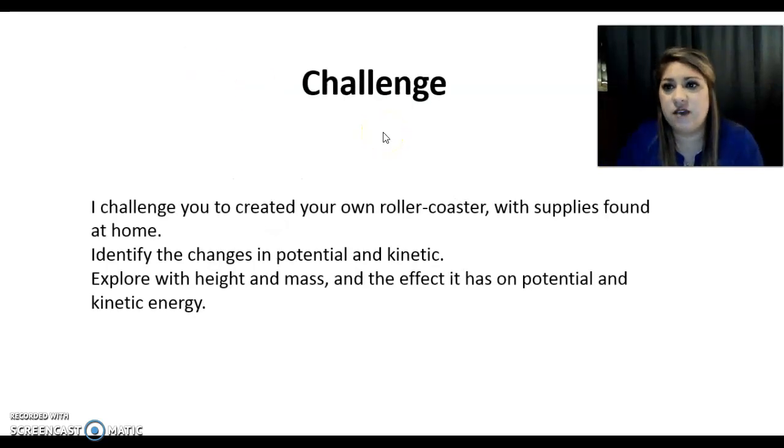So I would like to leave you guys all with a challenge, okay? I want to challenge you to create your own roller coaster at home with supplies found at your home. No need to run out and buy anything for this. Just look around your house and see what kind of recyclable materials you can find. You can use pipe cleaners, maybe construction paper if you have glue at home. Even the little brown paper towel or toilet paper rolls. I'm sure we have plenty of those laying around right now. And just construct your own roller coaster.